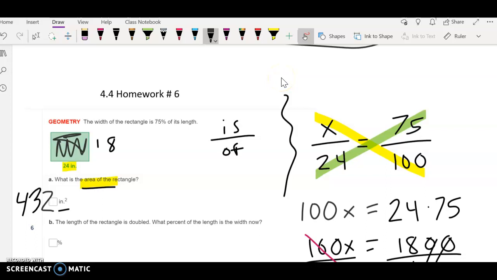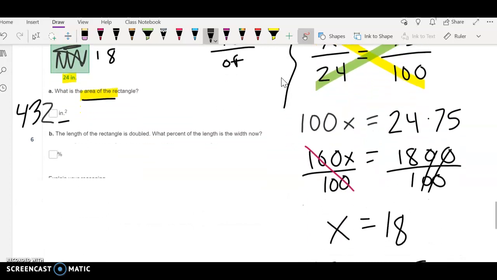It says the length of the rectangle is doubled. Okay, so now we know the length and the width. This is a different type of question. The length of the rectangle is doubled. Well, we know that 24 is the length, and if we double 24, we end up with 48. So we know that's the length. And it says the length of the rectangle is doubled. What percent of the length is the width?